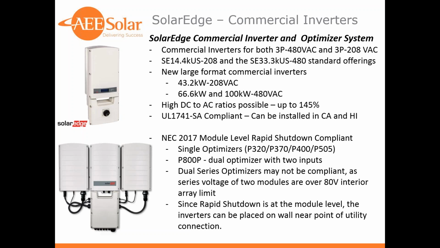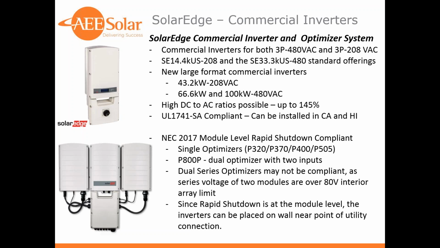As mentioned before, the single optimizers could be used on any of these inverters to meet rapid shutdown. And we also have the P800P, which is a dual optimizer with two separate inputs. So the normal dual series optimizers, where you have two panels in series, as mentioned, they may be over the 80-volt limit, or you might have trouble convincing an inspector that they're under 80 volts. So be careful there, don't get caught.